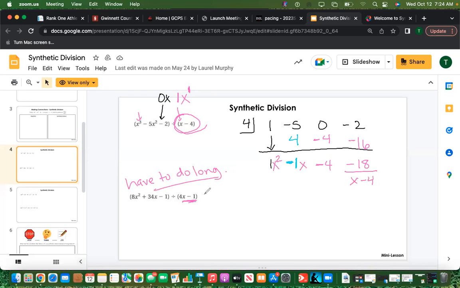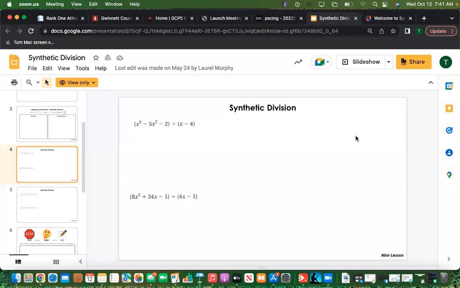Okay, so on this next one, we would have to do long division. We couldn't do synthetic division. So what I want you to do is take a moment and try to do this next problem using long division. So that's the one with the box and actually drawing that out. Remember, you cannot do synthetic division with this one because the coefficient is bigger than 1. So you're going to ask yourself, what times 4x will give us 8x squared?